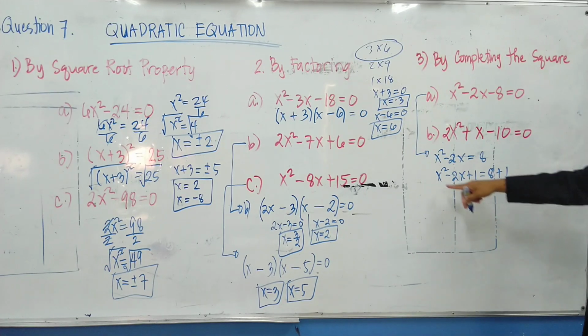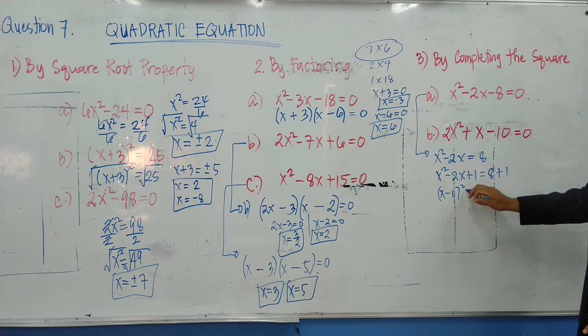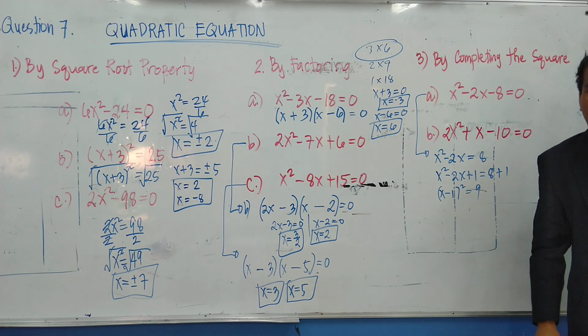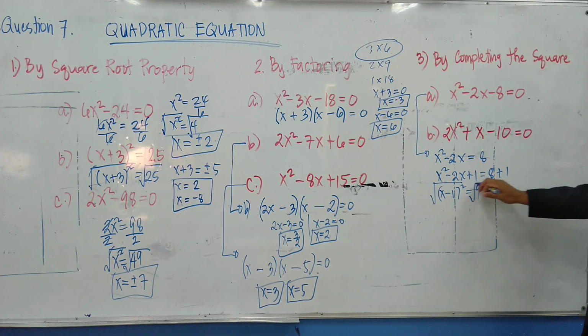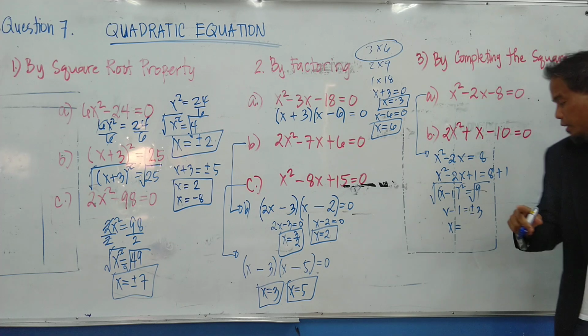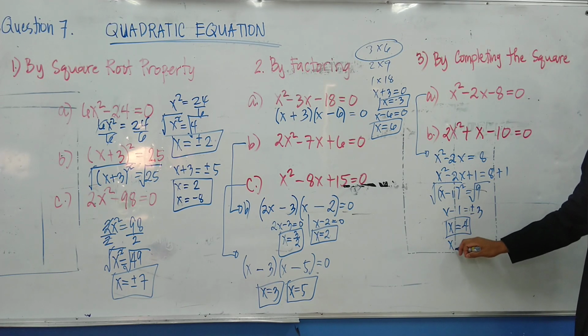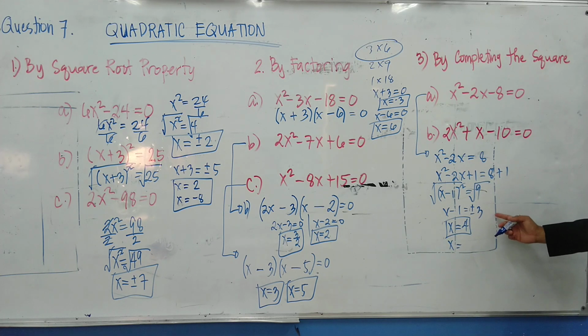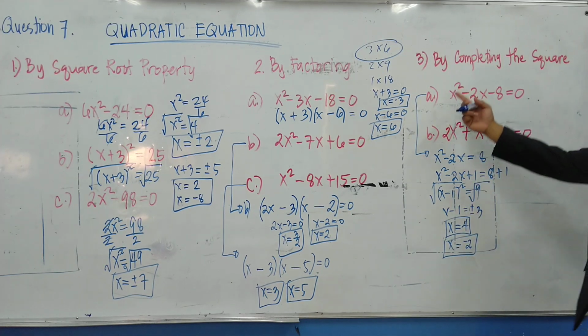Okay? Now, factoring this, we have now (x minus 1) squared is equals to 9. Then, apply square root property. So, x minus 1 is equals to positive, negative 3. Therefore, the first value of x is x equals 4. And then, the second value of x is negative 3 plus 1 is equals to negative 2. So, this is the answer for letter A.